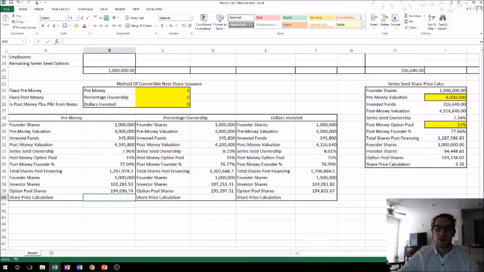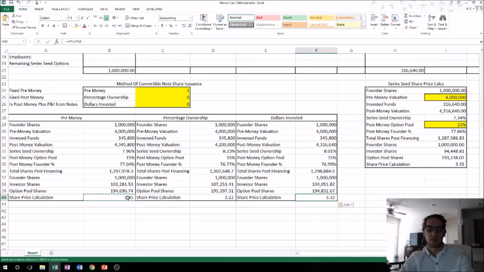And now we have to figure out how to calculate share price. So we do it the exact same way that we did it over in column H and I. So what we do is we take the invested funds and divide that by the number of shares that we got for those funds. And that gives us the share price. Pretty simple way to do it. So we invested $345,800 and we got 103,000 shares right here. So the share price is 3.35. So let's copy and paste that over.